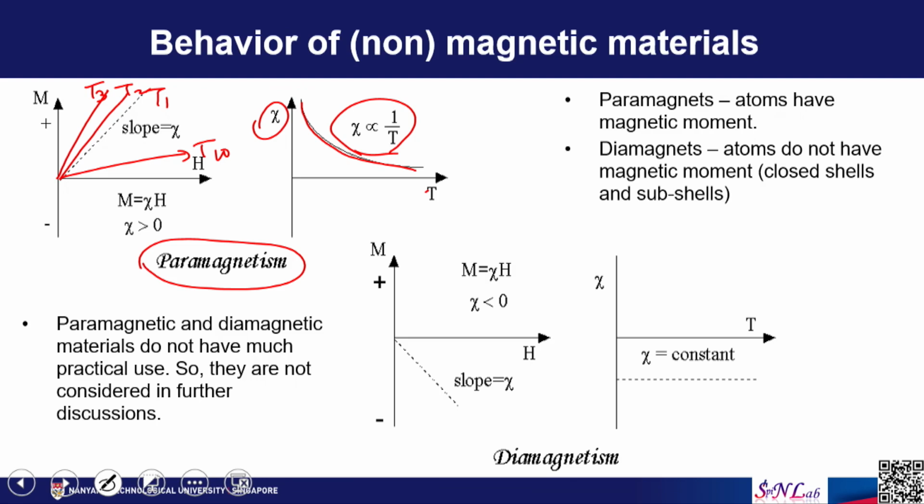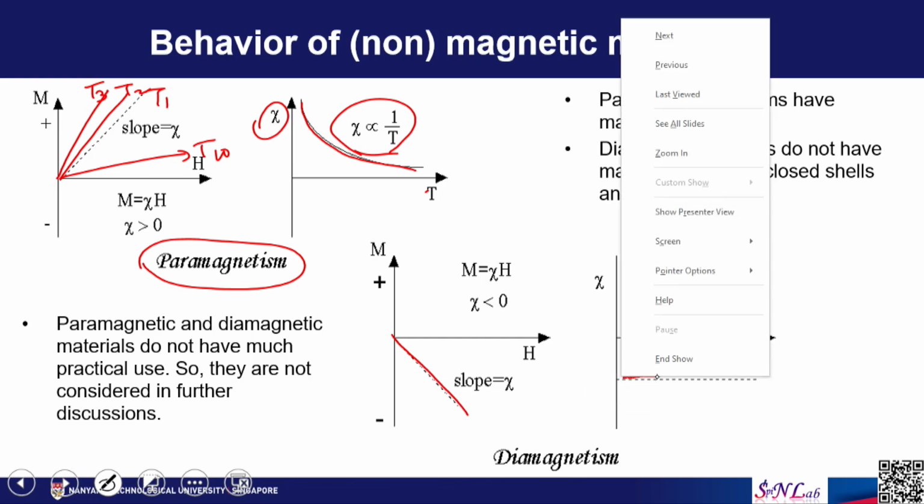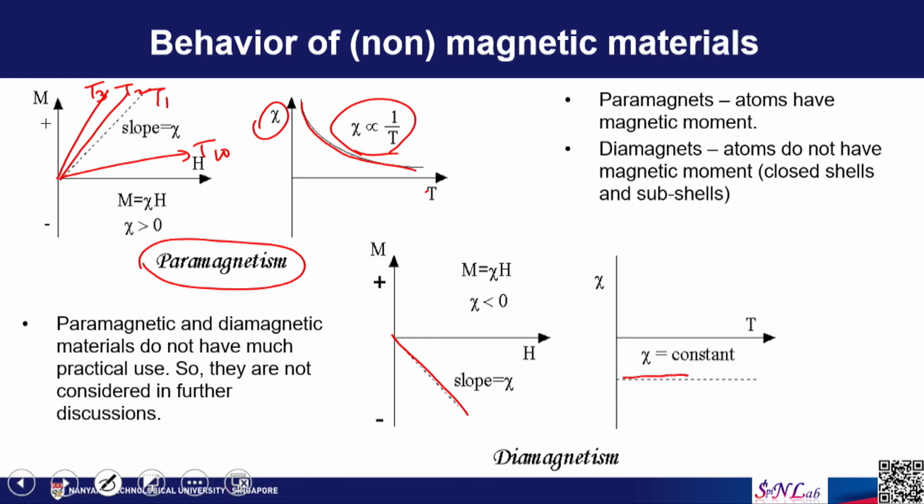If I measure the negative slope of a diamagnetic material at different temperatures, the slope will not change. The slope is constant. At any temperature, the slope remains the same. So, a constant slope as a function of temperature is an indicator of diamagnetism.